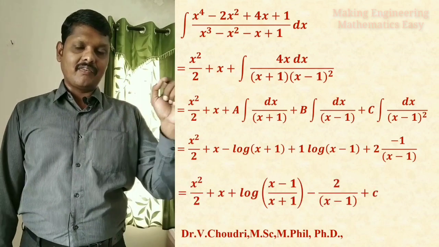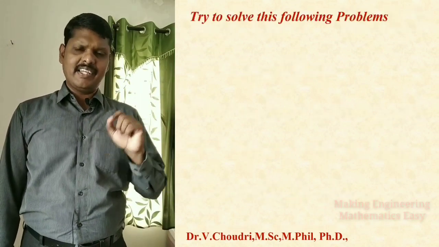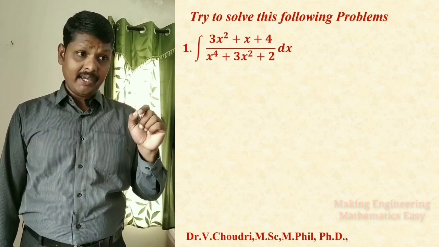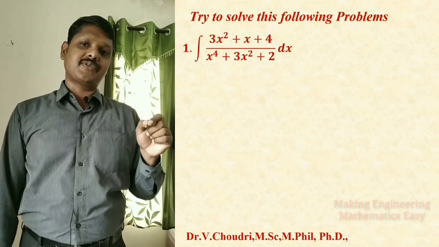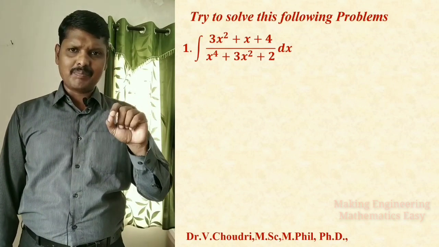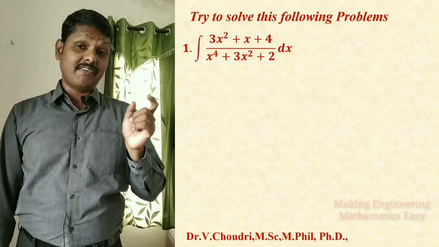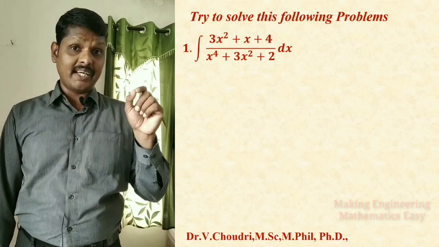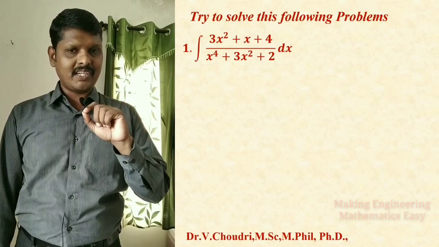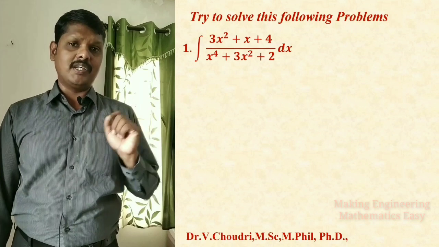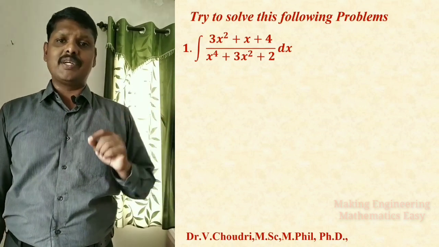Now we try to solve the following problems for better understanding. The first problem, integral 3x square plus x plus 4 by x power 4 plus 3x square plus 2. Look at this problem. Clearly direct method is not possible. Check with the substitution method. Denominator x power 4 but numerator x square, so substitution method is not possible. Clearly integration by parts also not possible. Then go for another method.